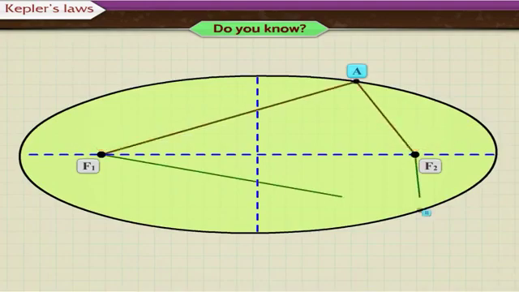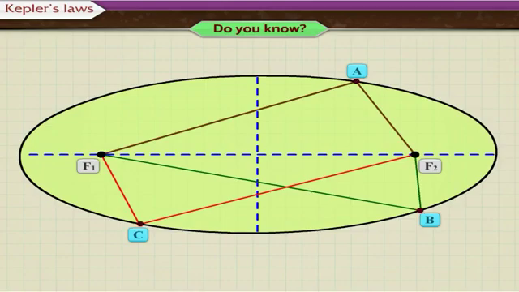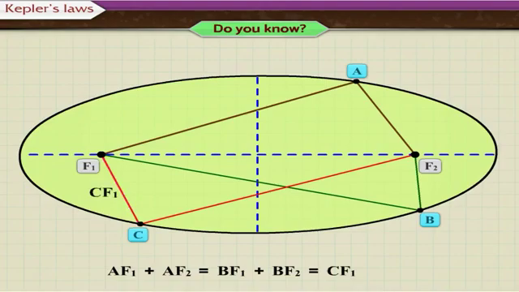The sum of the distances to the 2 focal points from every point on the curve is constant. Here, A, B and C are the points on the ellipse. Thus, AF1 plus AF2 is equal to BF1 plus BF2 is equal to CF1 plus CF2.